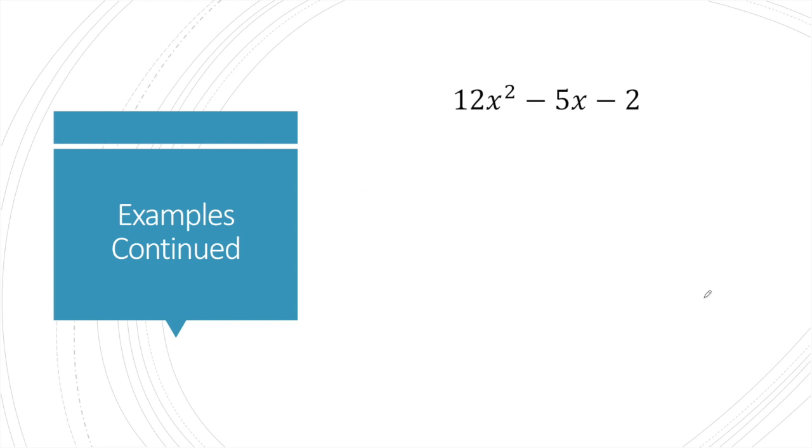So here I have 12x squared minus 5x minus 2. So again, I need to find the factors of AC that add up to B. A in this case is 12. C in this case is a negative 2. So this time AC is going to be 12 times negative 2, that's going to give me a negative 24. So I need to think, okay, what are some factors of negative 24 that add up to B, which is negative 5?